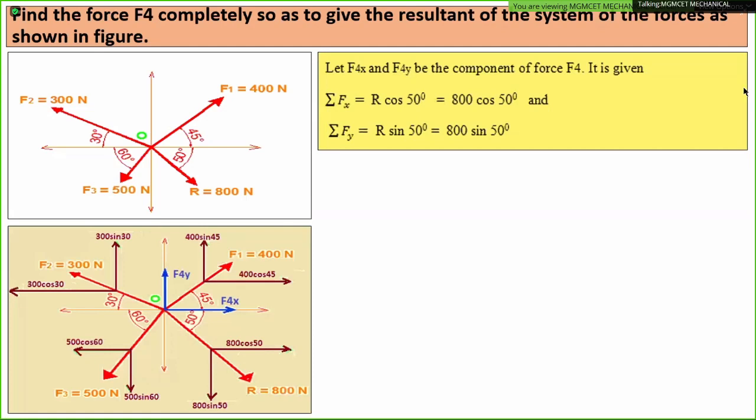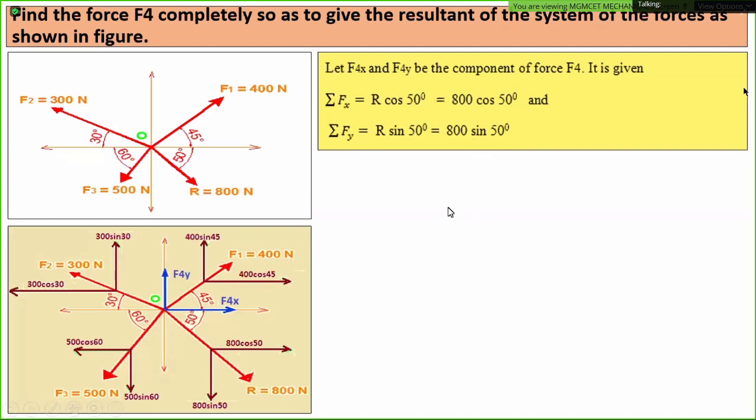It is given by summation of f of x, as we know, is equal to r cos 50, which is nothing but 800 cos 50, and summation of f of y is equal to r sin 50, which is nothing but 800 sin 50. तो मुझे वैल्यू मिल गया इसका, किसका वैल्यू मिल गया? समेशन ऑफ एफ एक्स का और समेशन ऑफ एफ वाई का. ये कैलकुलेट करने के बाद ये वैल्यू मुझे मिल जाएगा.